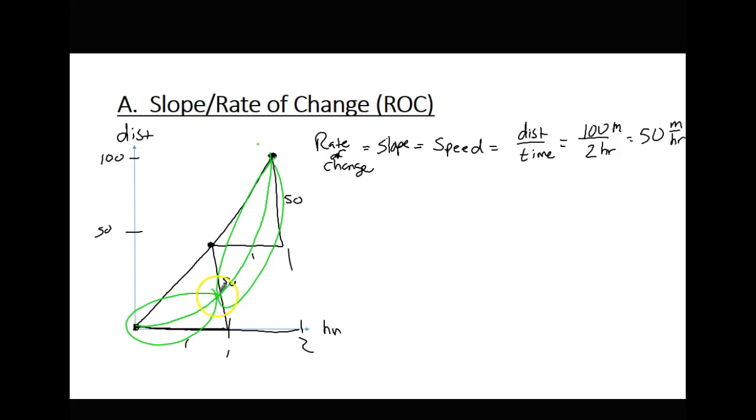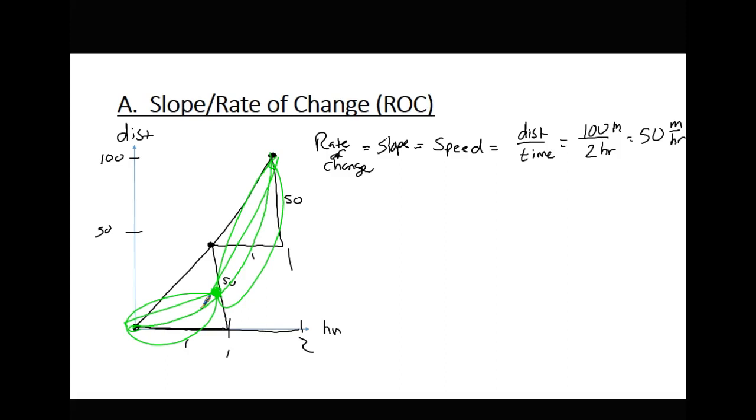But check this out. If I were to do an average slope from 0 to 1, there's my slope, right? Now, what if I did an average slope from 1 to 2? How would you compare those two slopes? That's right. The second slope is steeper, right? That's a bigger number. So the slope got bigger. In other words, the car's speed increased.